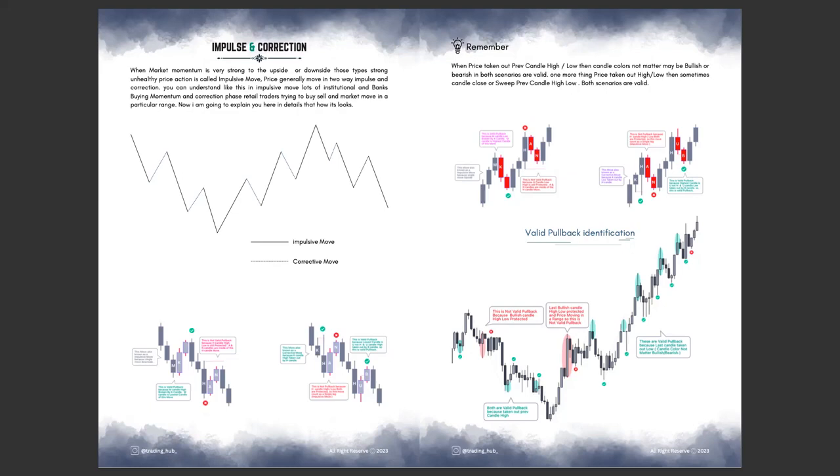Let me show you. For example, here this one is your impulsive move and this is a correction, again impulse, and this is not a correction because this candle low is not broken here, correct? So this is not a corrective move. If the market breaks this low, then this also becomes a correction move.